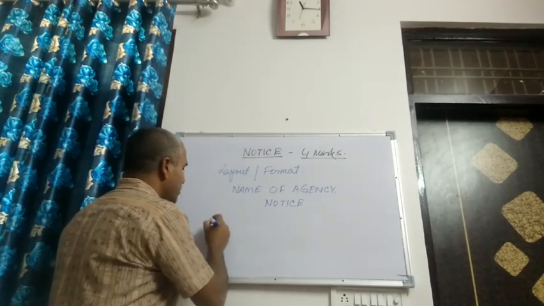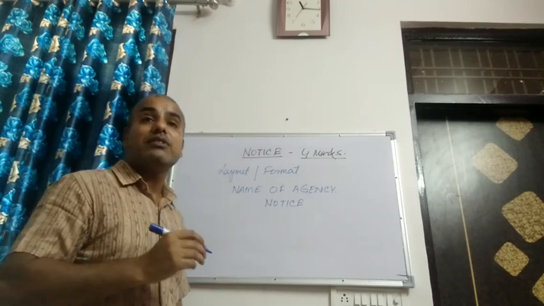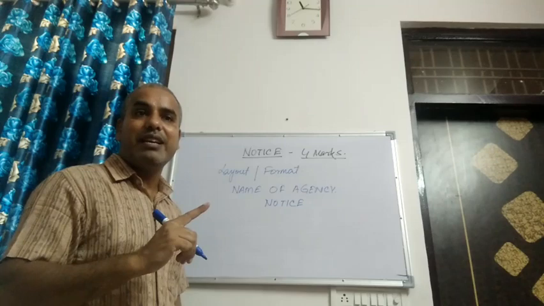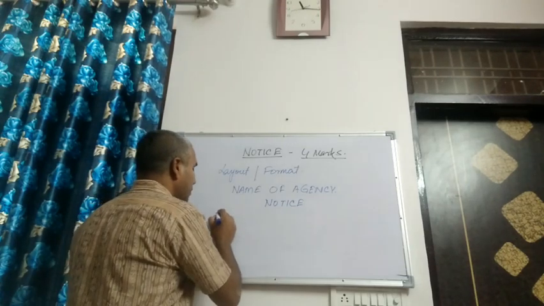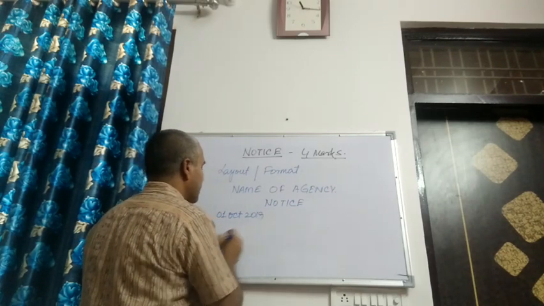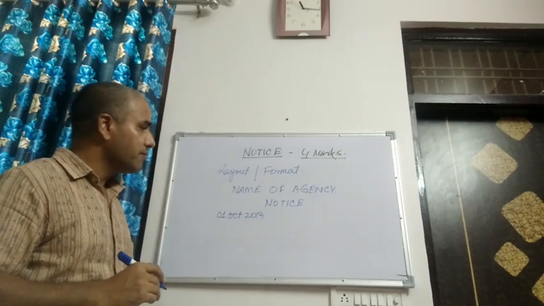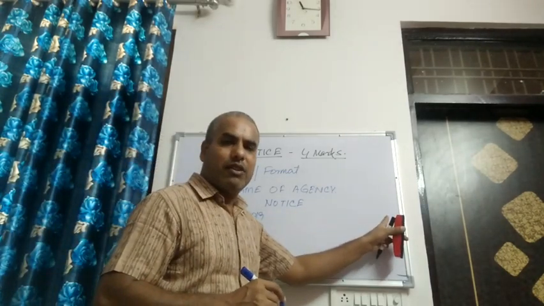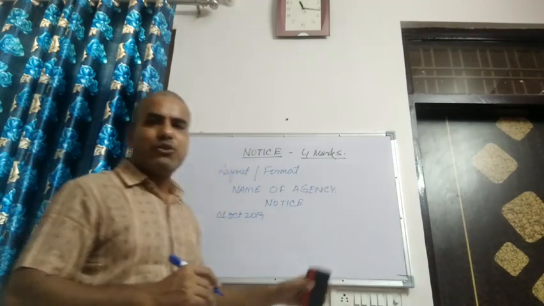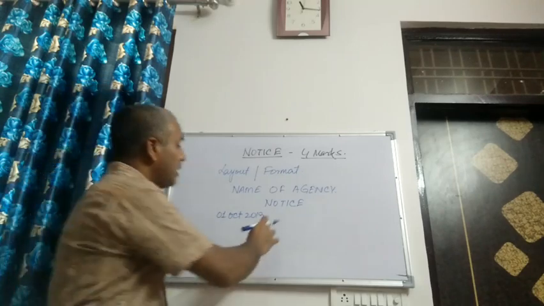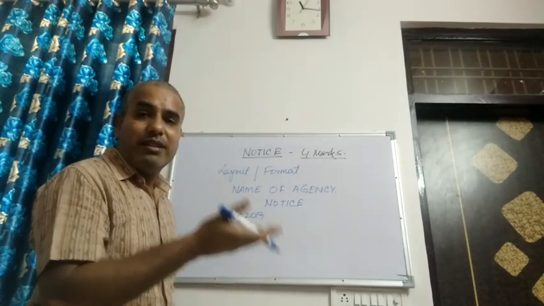On the left side you will write the date of issue of the notice, the date on which that notice is being issued. So here you will write the date. For example, if I write 1st October 2019, you may write the date in the mid also, or you may write it on the right side also, no problem. There is no mark reduction for the date. Better you write it on the left side. Leave this line, come to the next line.